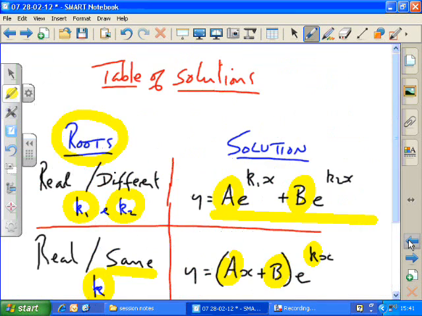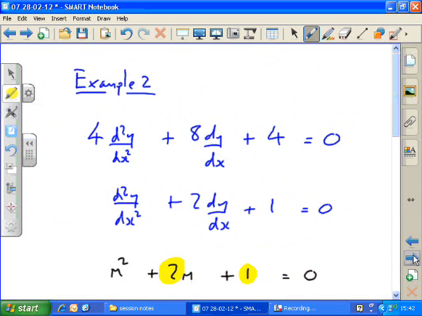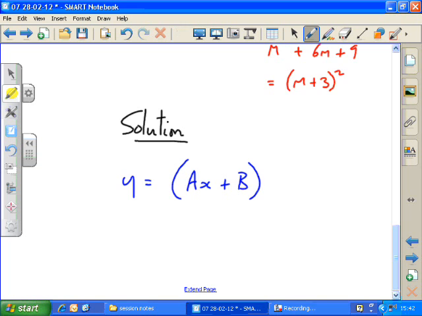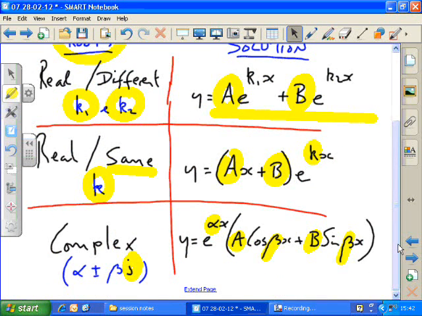So going back to our table, real roots the same. So what do we write? y equals (ax plus b) e to the kx. So the solution for this example, y equals (ax plus b) e to the minus 1x, or e to the minus x. Looking at this again, (ax plus b) e to the kx.